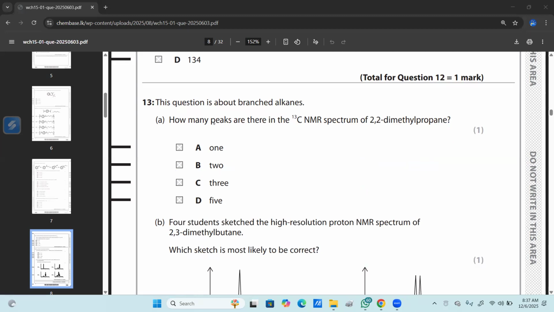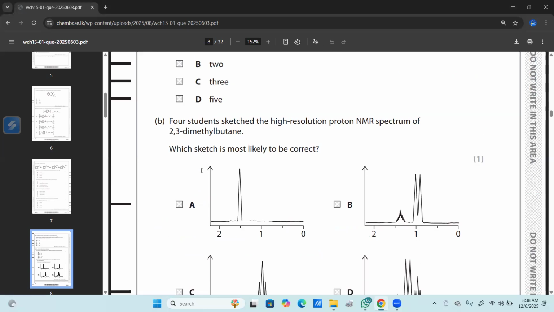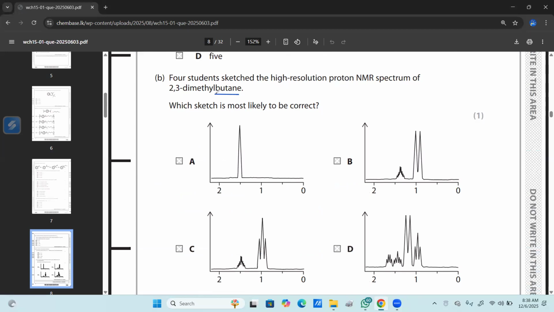Then we'll see the next one. 4 students sketched the high resolution proton NMR spectrum of 2,3-dimethyl butane. So always children, you have to draw the compound and see. Butane means always start from the number of carbons as in the final name. Butane means 4 carbons. 2,3-dimethyl means you have a methyl group on the second carbon and the third carbon. Right? So first we have to identify how many environments are there.